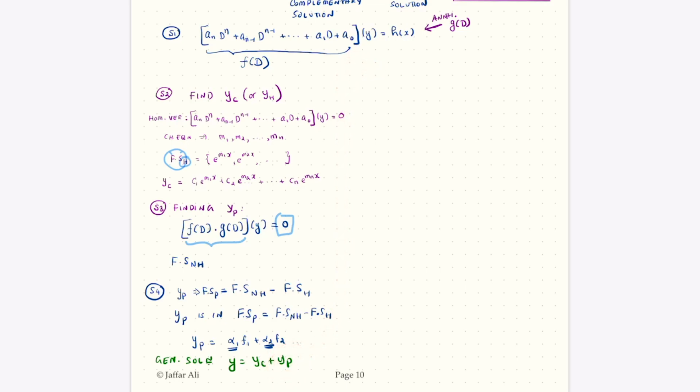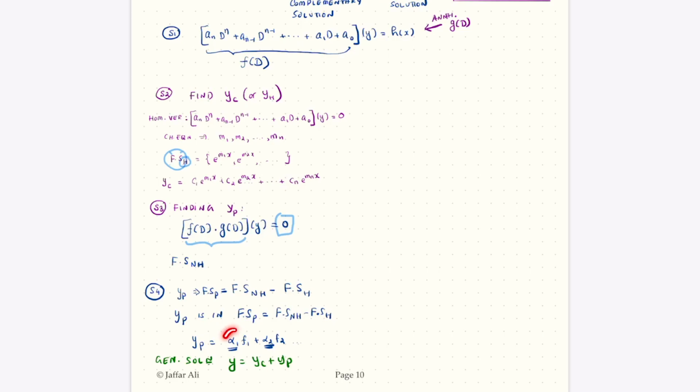So that's why when you add these two together, yc gives you 0 and yp gives you h of x. So you have 0 plus h of x equal to h of x on the other side. So that's how this works.